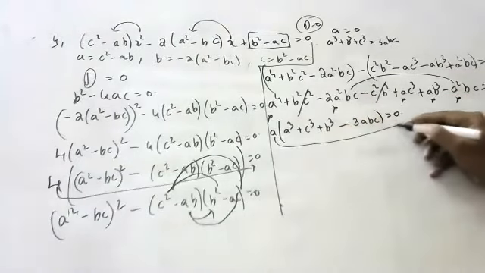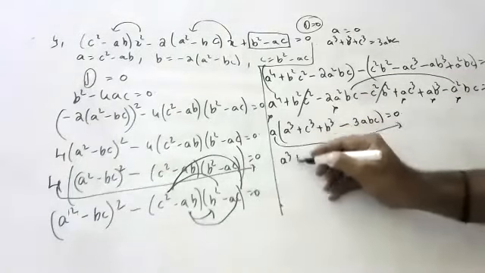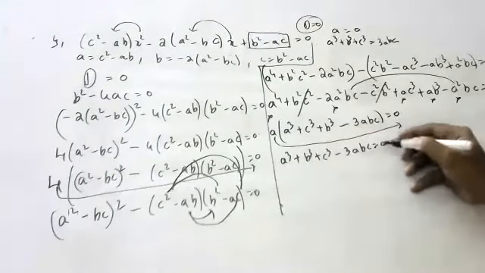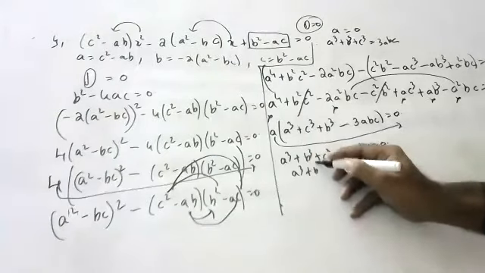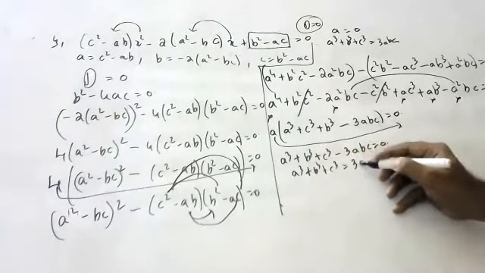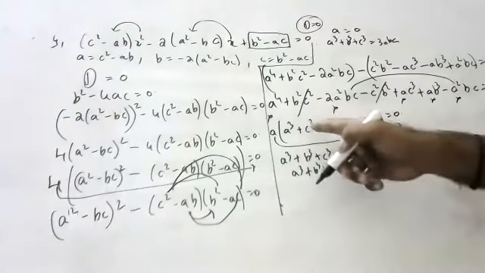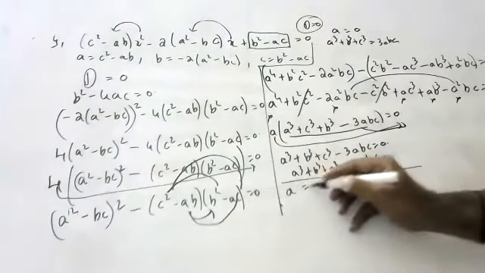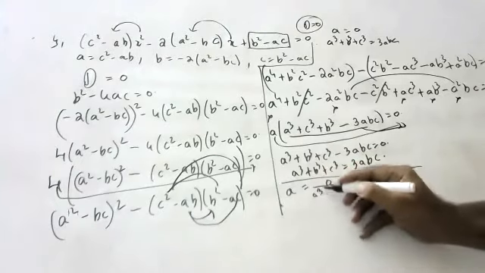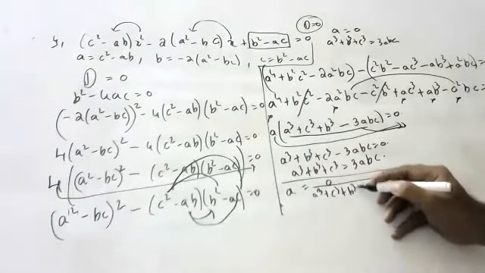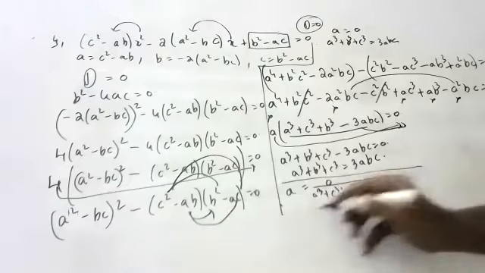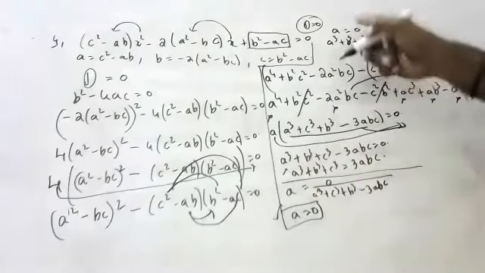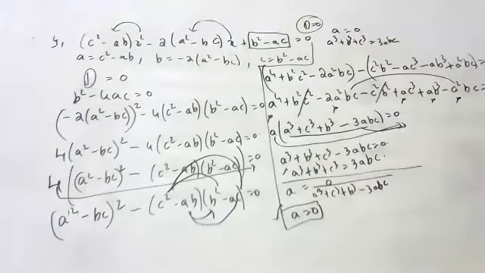If you bring it down, a cube plus b cube plus c cube minus 3abc is equal to 0. That is, a cube plus b cube plus c cube is equal to 3abc. If you take this whole thing down, then a is equal to 0 by a cube plus c cube plus b cube minus 3abc. 0 by anything is 0, so a is equal to 0. So we have proved this and this. I told that one this way. Very good, Tanish. It was very nice.